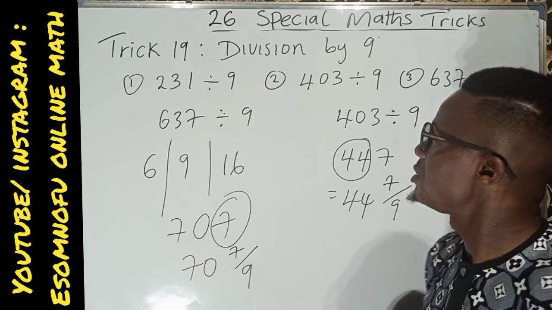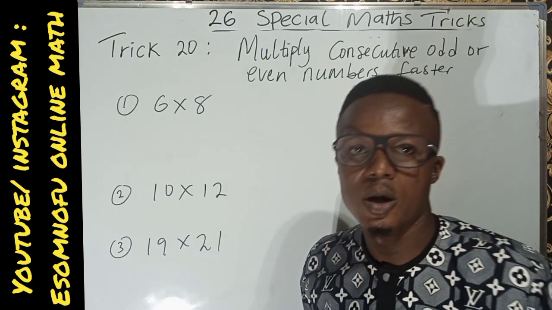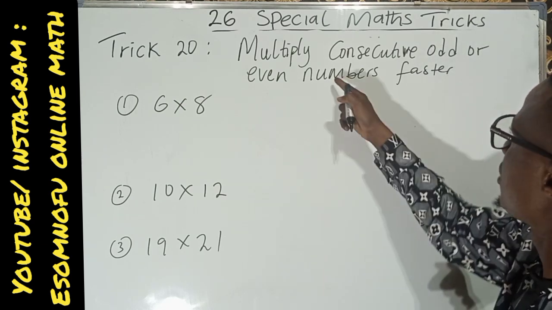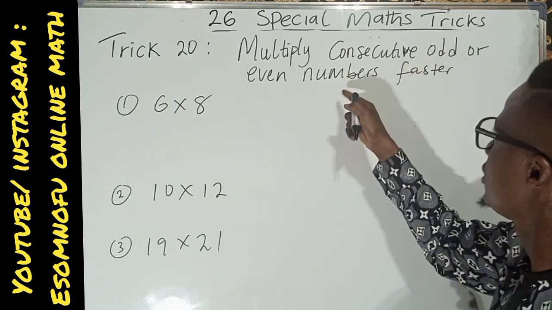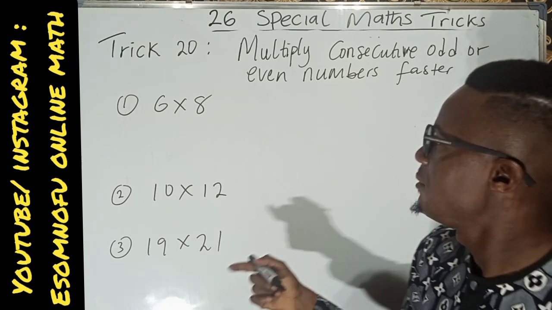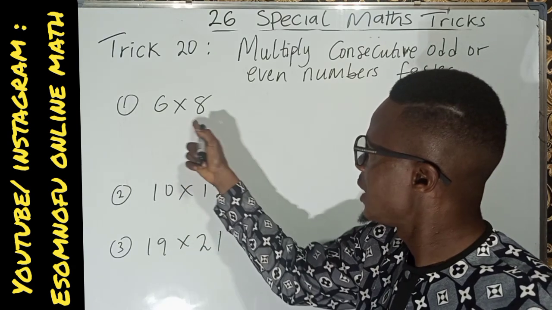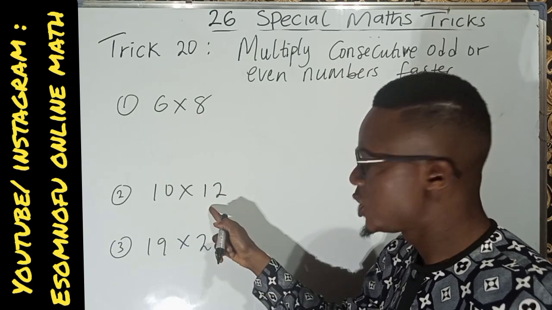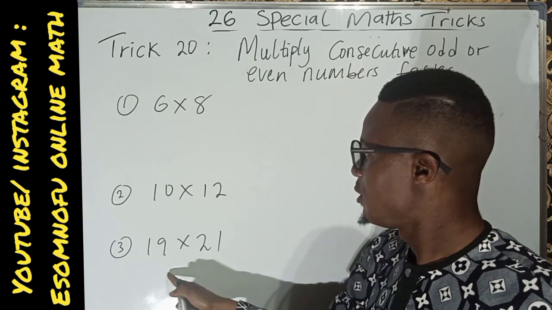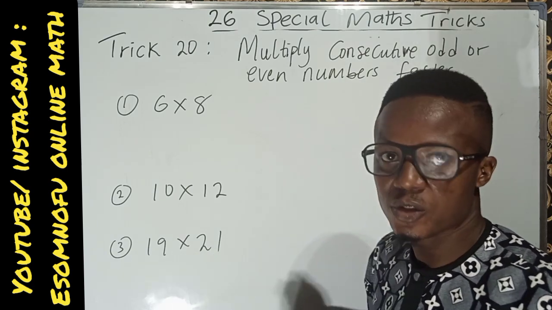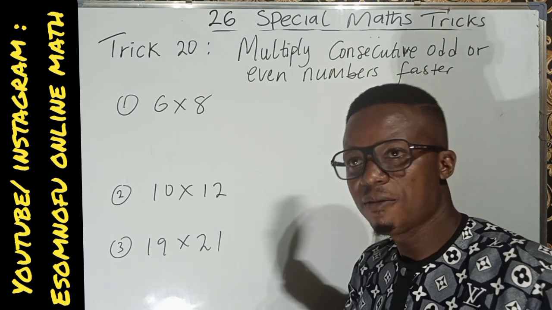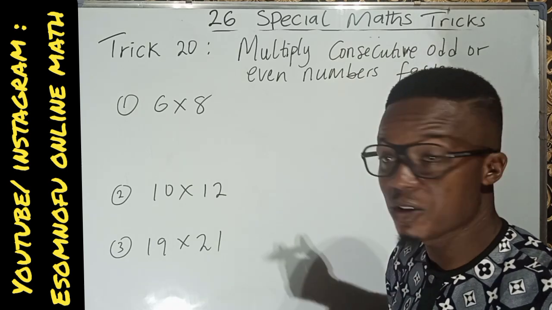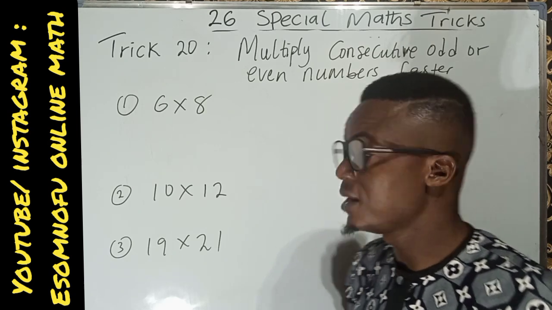So let's take trick number 20. Okay, we are now in trick number 20, and we call it multiply consecutive odd or even numbers together. When you have consecutive even numbers, 6, 8, consecutive means that they're together. After 6, you get 8. After 10, you get 12 in terms of even numbers. For odd numbers, after 19, you get 21. Such numbers like 3 and 5, 7 and 9, 6 and 8, 10 and 12, etc.